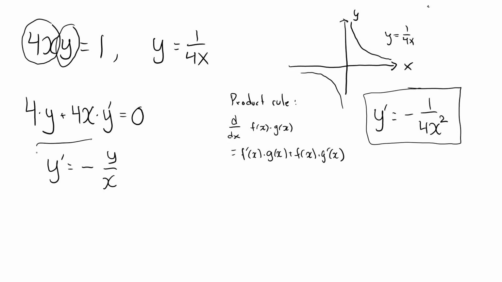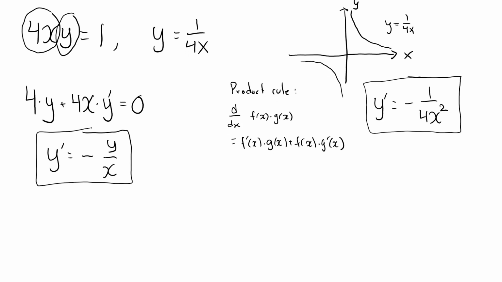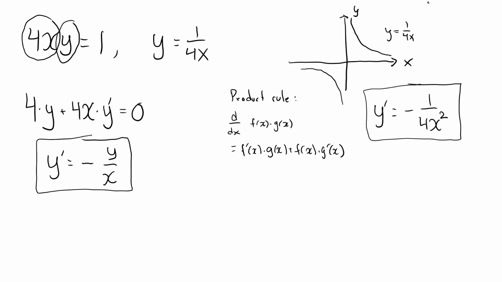At first, this result seems to contradict the result we got from turning the implicit relationship into an explicit one, but it does not. Since y is equal to 1 divided by 4x, we can also write y prime is equal to minus 1 divided by 4x divided by x, which is equal to minus 1 divided by 4x squared.